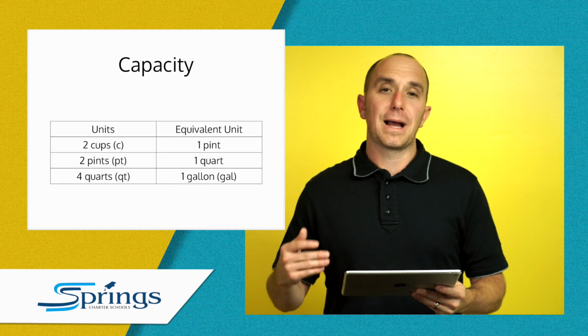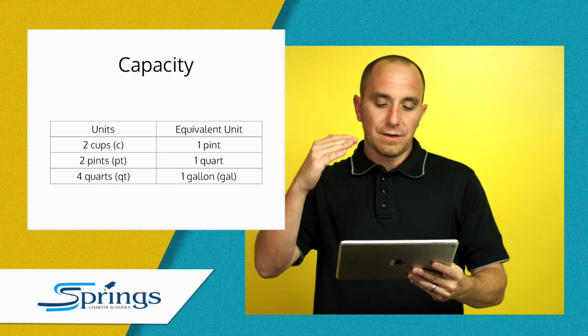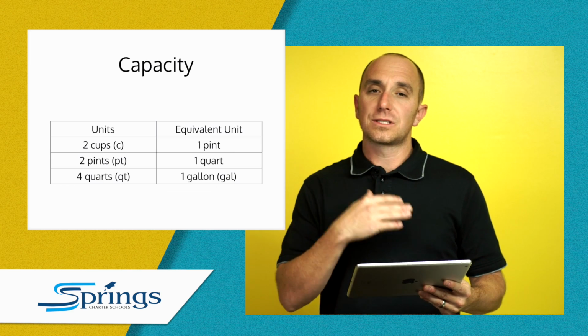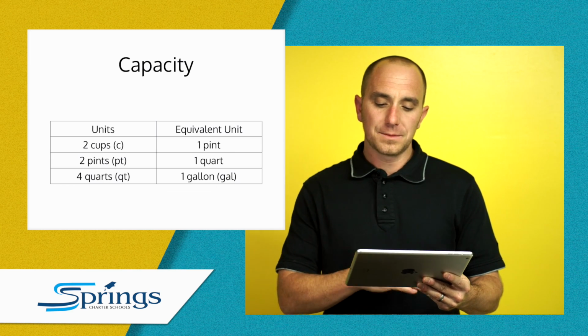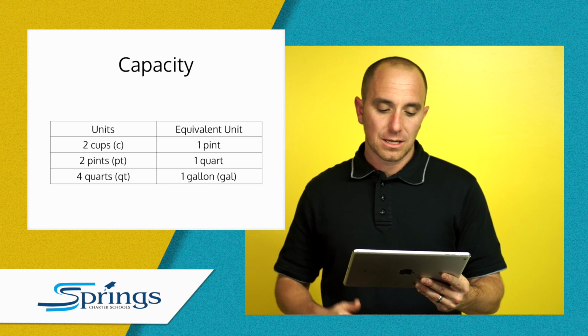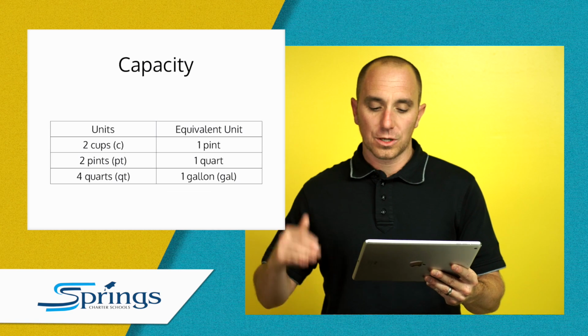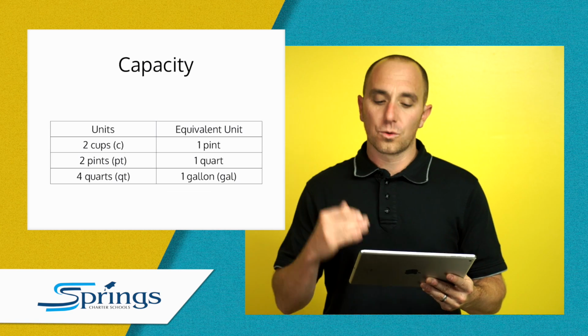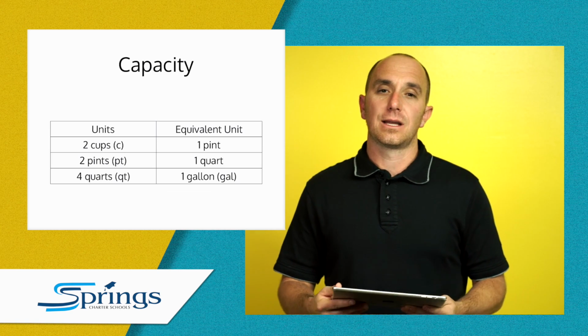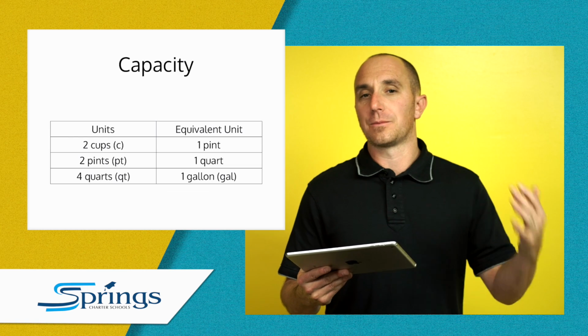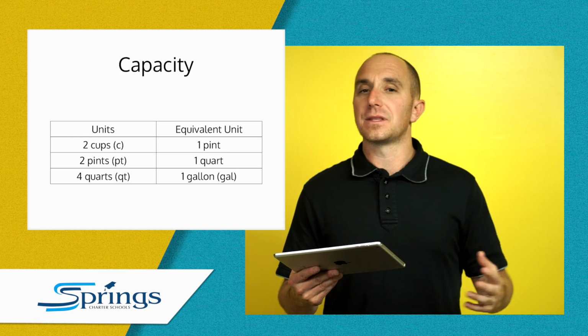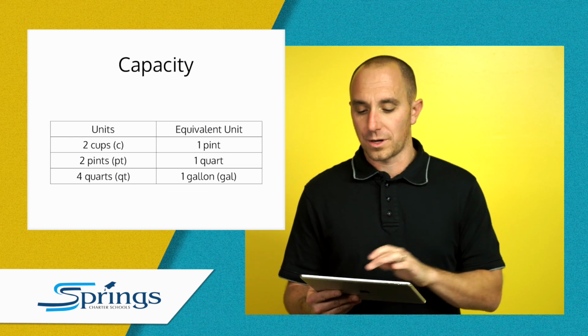All right, so let's look at capacity. So we have our units, and then we have our equivalent units that go with it. So we have 2 cups is equivalent to 1 pint. We have 2 pints is equivalent to 1 quart, and we have 4 quarts is equivalent to 1 gallon. And hopefully you still have this in your notes from a couple lessons ago. This is obviously something that comes back and is real handy to have recorded.